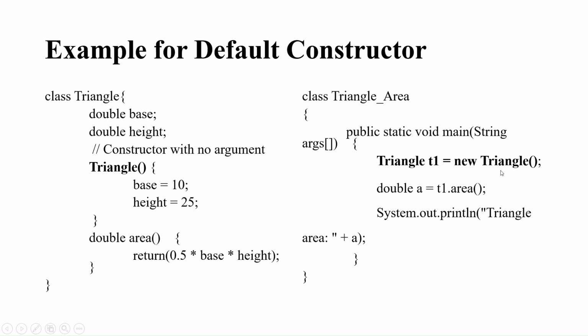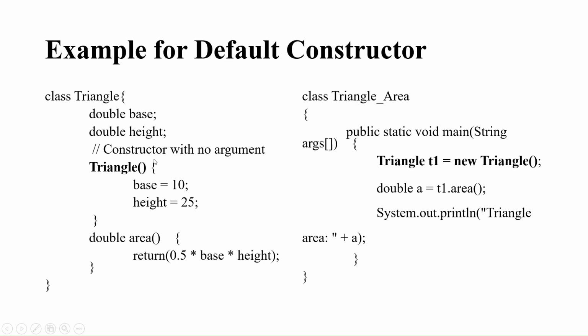So at this statement, when an object is created, what happens? Already we told that our constructor will be called automatically when an object is created. So when this statement gets executed, my constructor will be automatically executed. When a constructor is executed, the block of statements inside will get executed. So the values for base and height will be initialized with base equal to 10 and height equal to 25. So now my class attributes, both base and height values, are initialized.